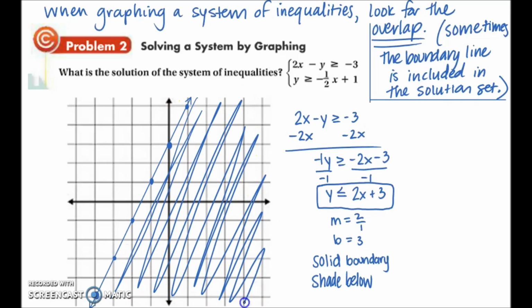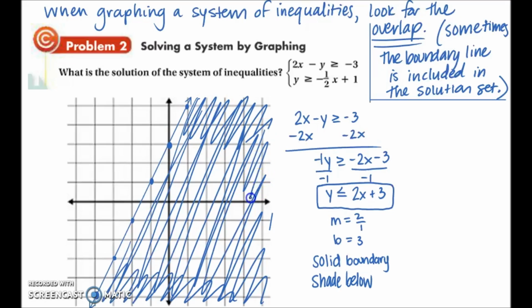And hopefully remember from chapter 2 that you can always check your shading by using a test point. And the usual test point that we use is the origin 0, 0. If the origin is on the boundary line, then you want to use some other point that is in your shaded region to ensure that you shaded on the right side.